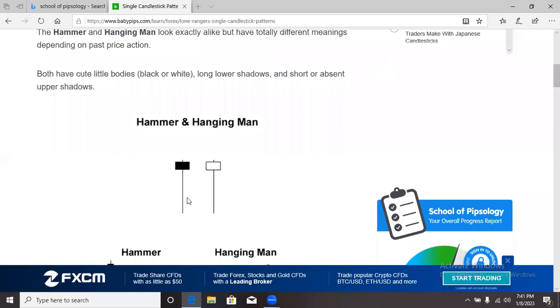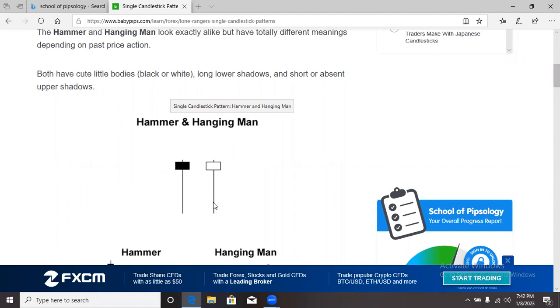Okay, guys, this is an example of a type of candlestick. We call it a hammer and hanging hammer. Look at it here, this is how it's going to look. It's going to have a small body. This is the body. And these are the wicks, long wicks.